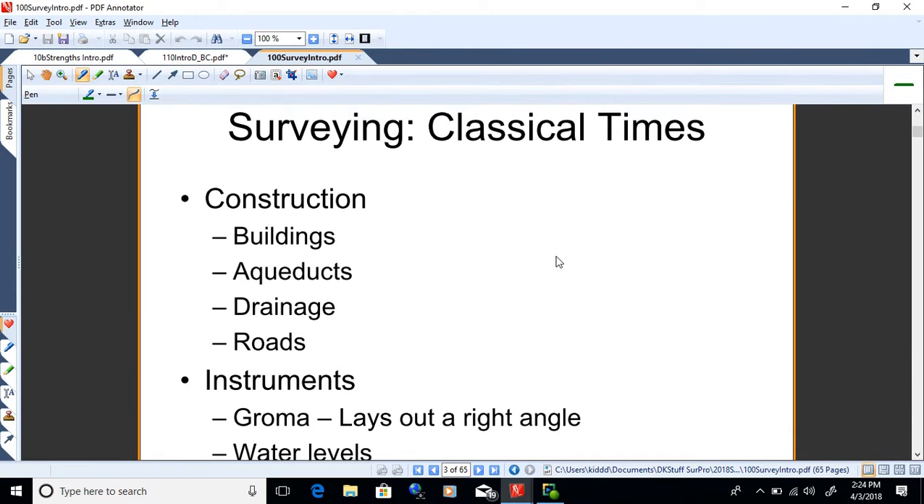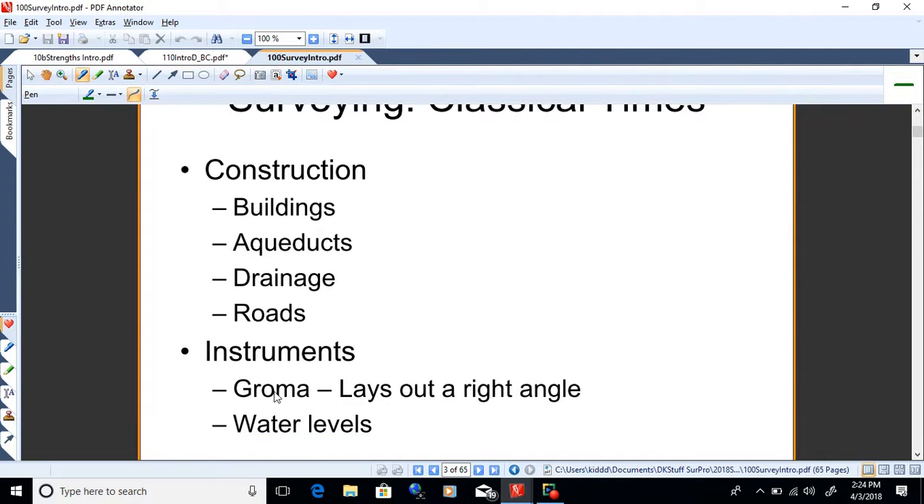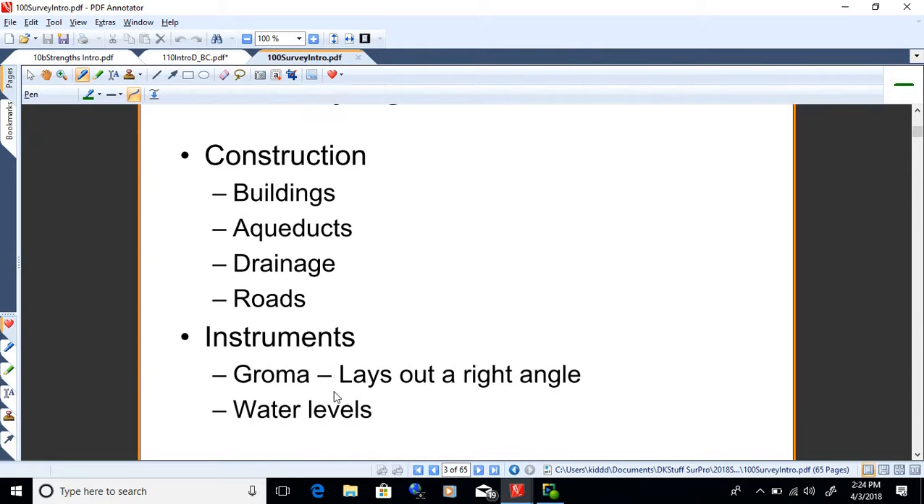Okay, and it kind of progressed from there. Classical times, we got buildings in Greece, aqueducts in Rome, which required very good leveling. Drainage: in India, there were some places that had some really good sewers that were built a long time ago. Roads: Romans are famous for that. They had this thing called a groma, which laid out a nice right angle, and they used water in a long sort of tube to do their leveling. Okay, so that's how they started.